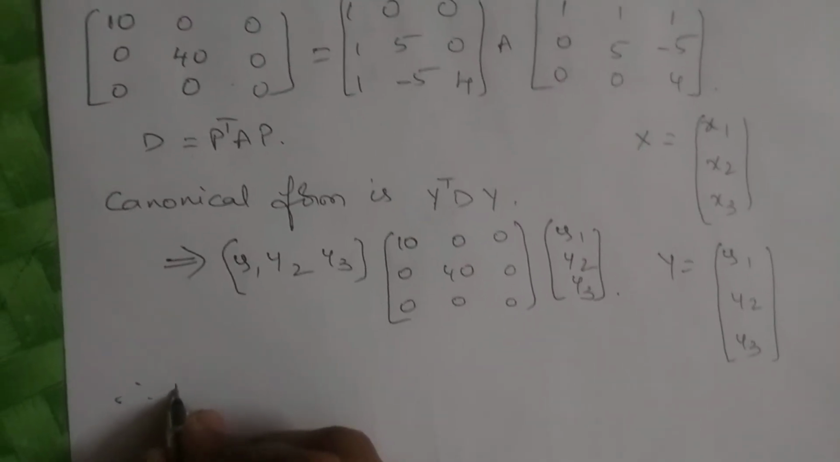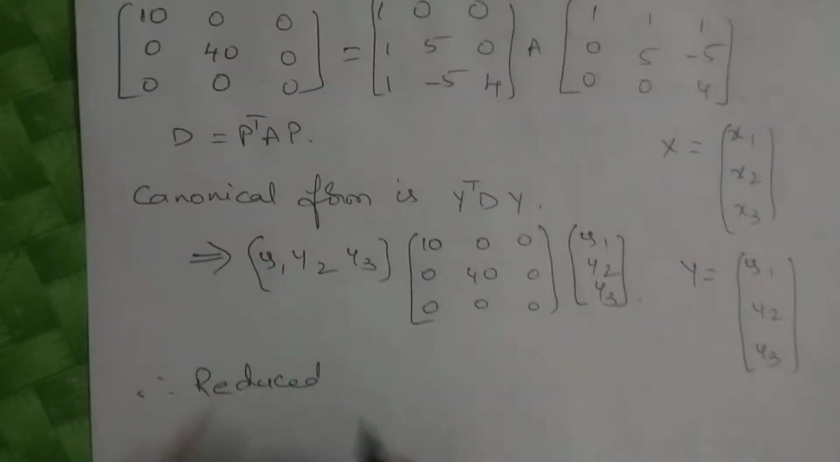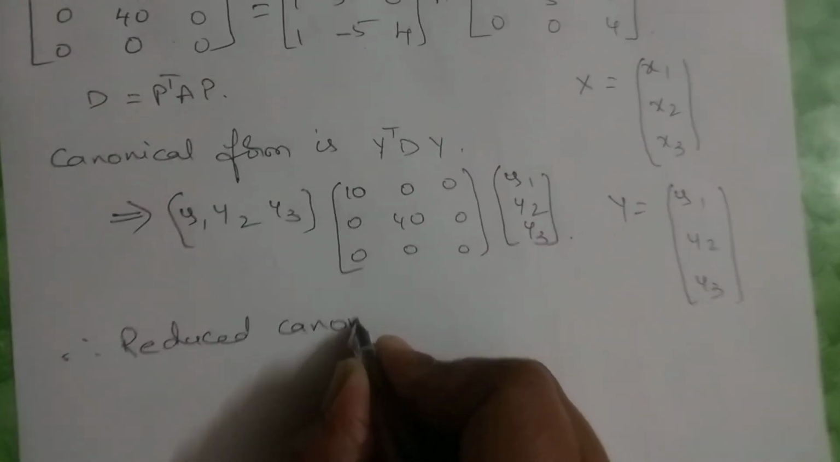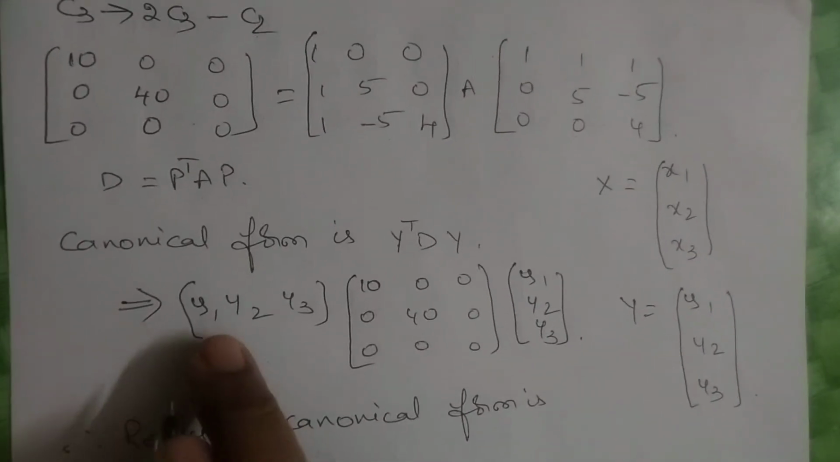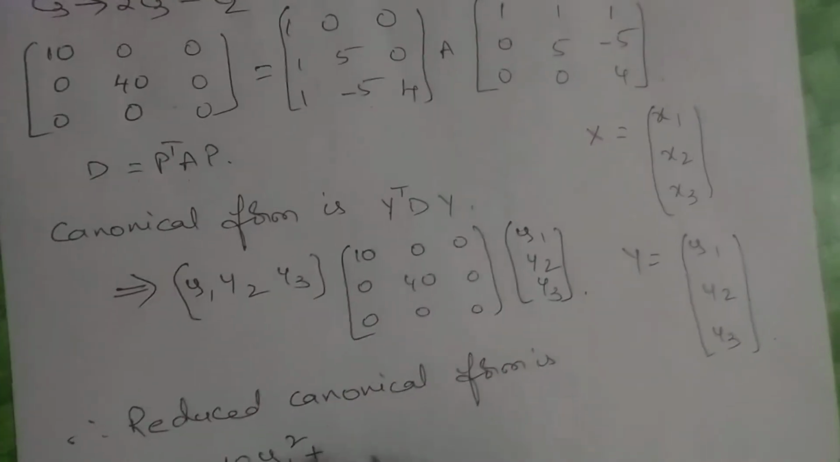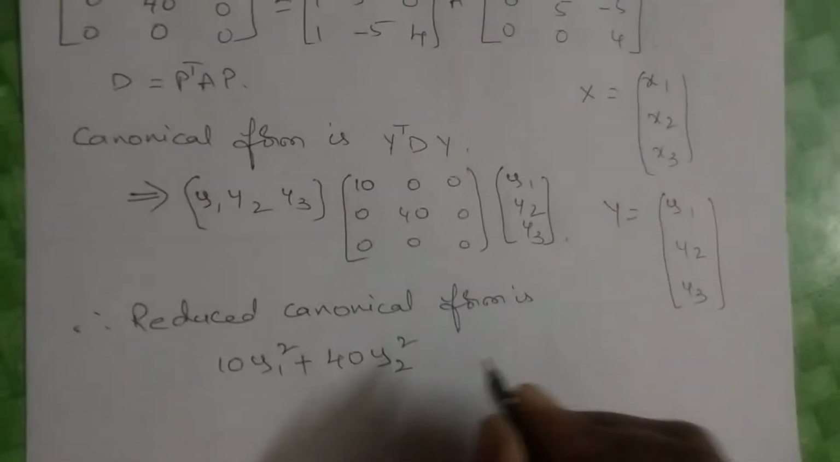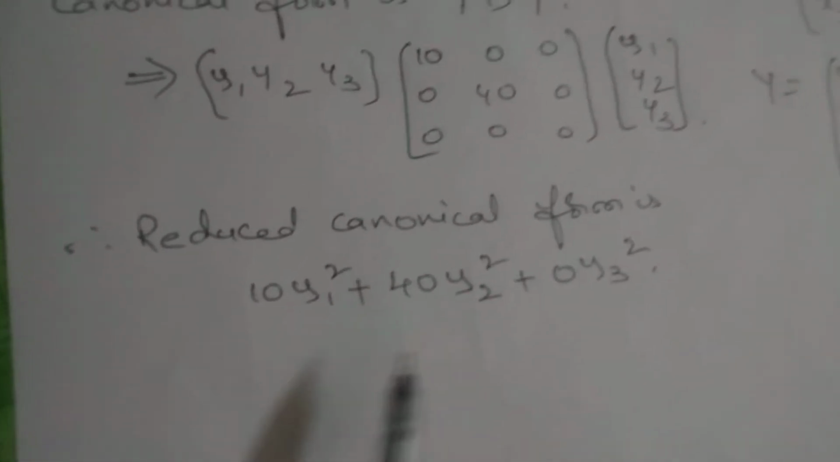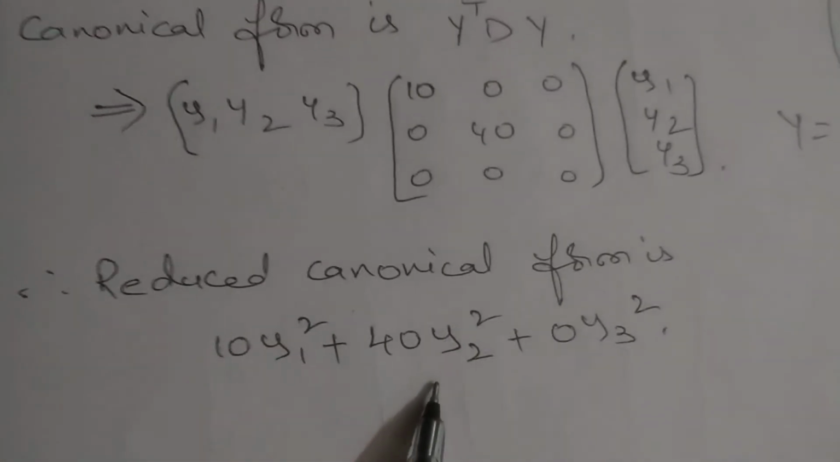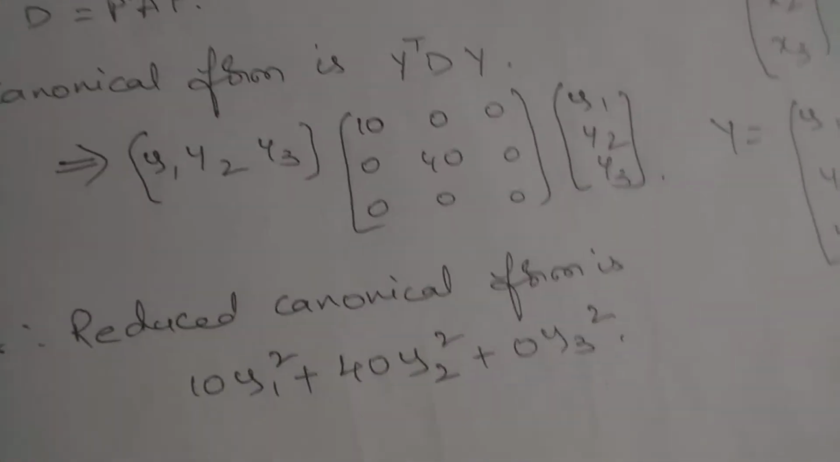Now what is the reduced canonical form? Therefore, the reduced canonical form is Y1 into 10 into Y1, that is 10 into Y1 square, plus the same 40 into Y2 square, plus 0 into Y3 square. Therefore, this is the reduced canonical form: 10 Y1 square plus 40 Y2 square plus 0 Y3 square. I hope you understood now. This is the reduced canonical form.